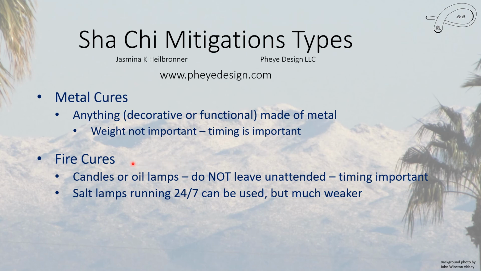Fire cures are trickier. The best cures are real open flame or real flame. That could be candles or oil lamps, but you do not want to leave these unattended because this is a very good way to burn down your house. Again, timing is the most important thing. And in those monthly updates I give you a set of dates that you can use it in a particular area of your home. And of course, that's only if you have Sha Chi and negative stars. And then you want to do at least a 5 to 10 minute candle in that area, at least once on those dates. And you can also add a salt lamp that you run 24/7.